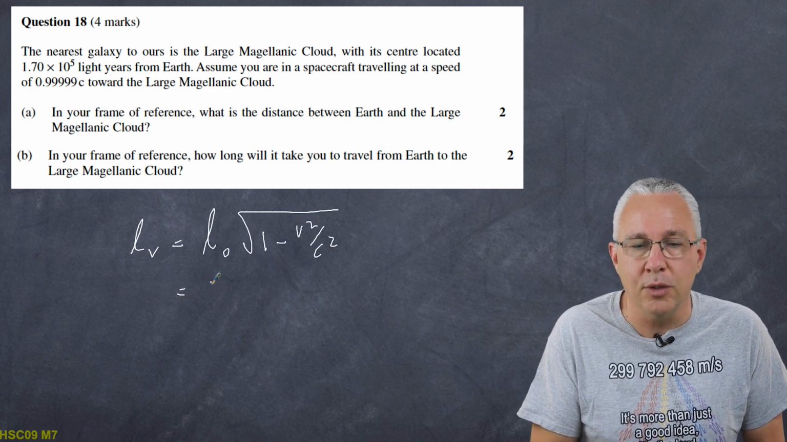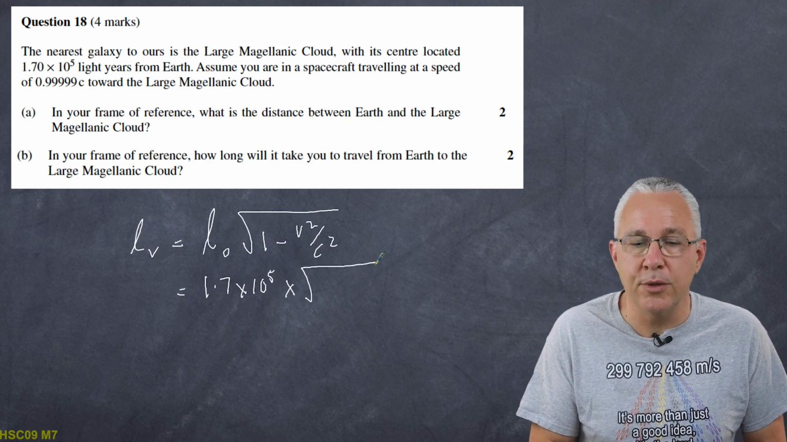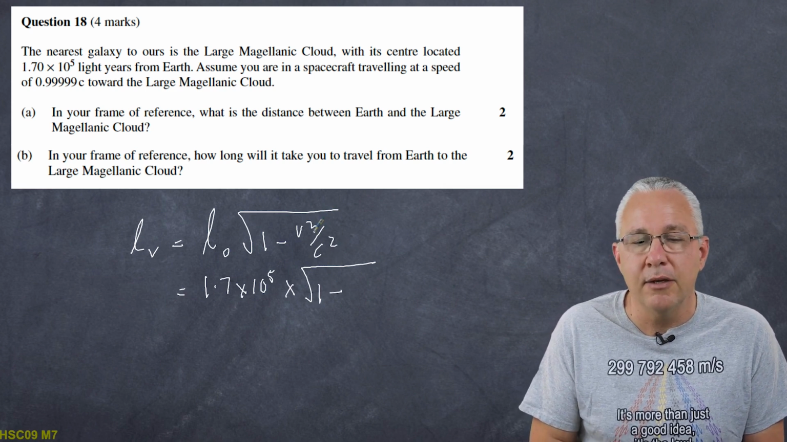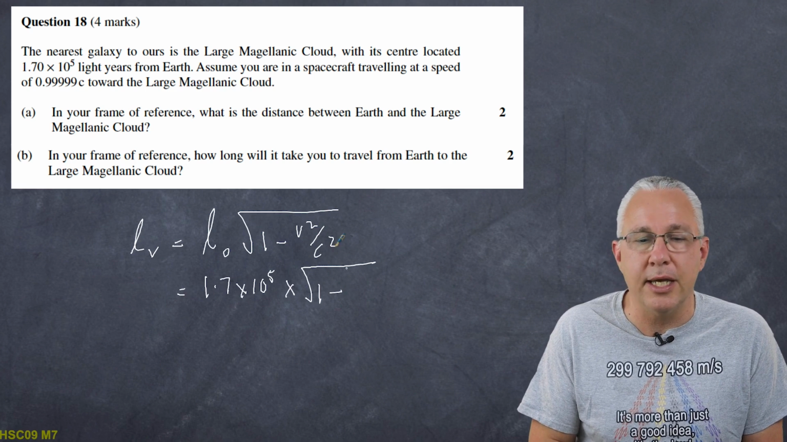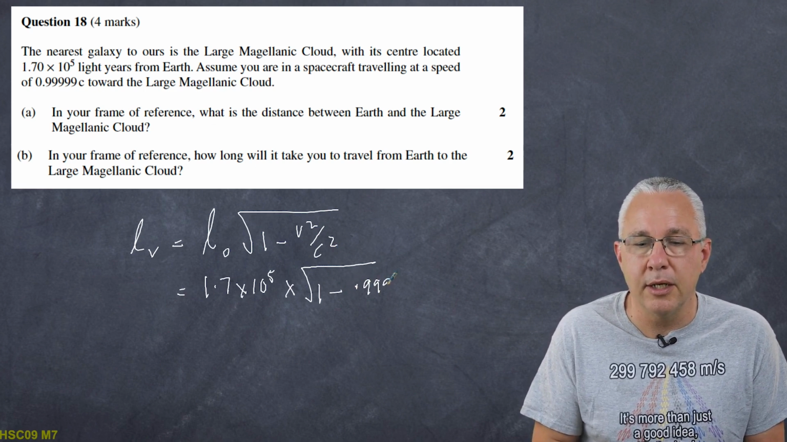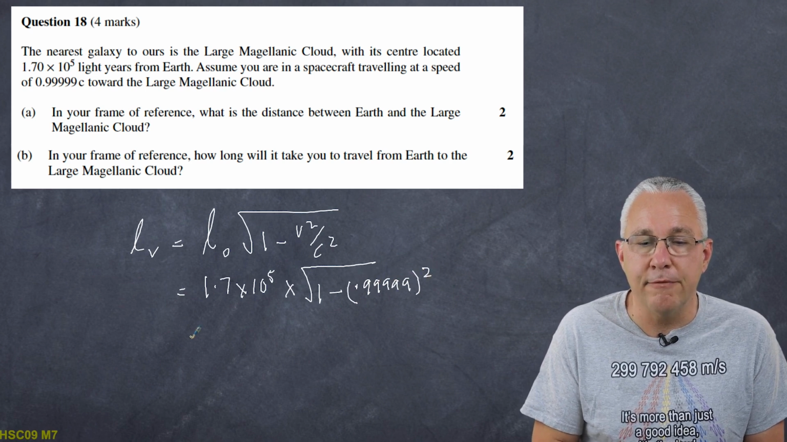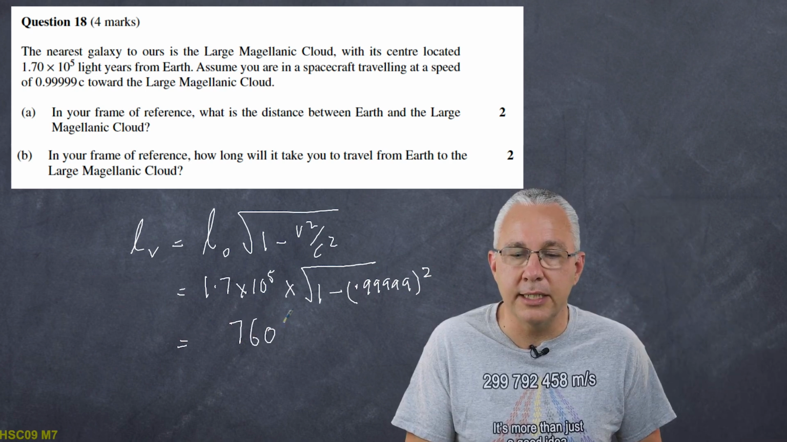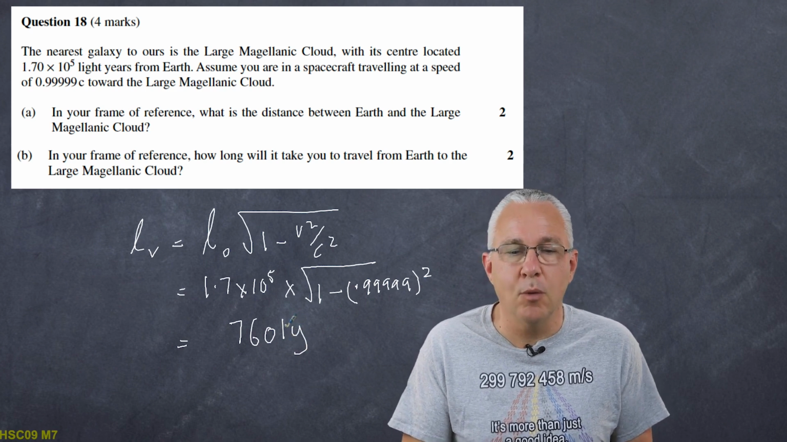So our L naught is our 1.7 by 10 to the power of 5. Then of course you multiply that by the square root of 1 minus v squared over c squared. When you do problems like this, you don't have to put c squared in there, you've already got the c in there. So you might as well just say 0.99999 and square that. And therefore, when you do that calculation, you're going to get 760 light years. So significantly shorter. What about part B?